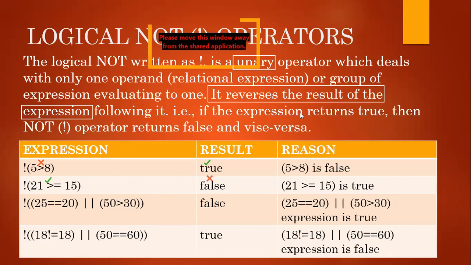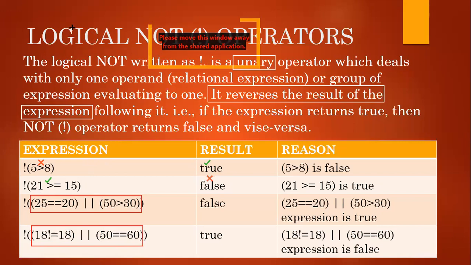Now this is for one relational expression. This is one, this is one. But I said that the logical NOT deals with one operand, a relational expression, or a group of expressions evaluating to one. So now the next two examples are a group of expressions. Look at this. This is my group of expressions. Okay, now see what happens.